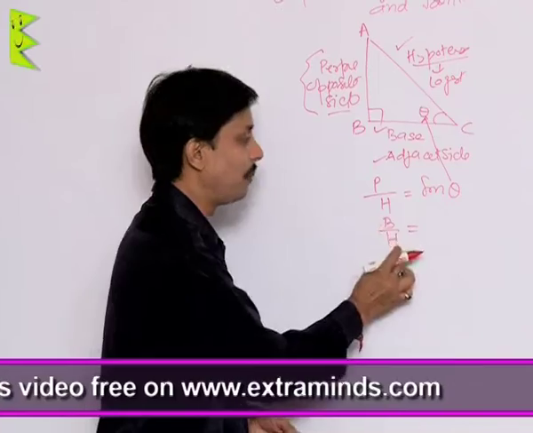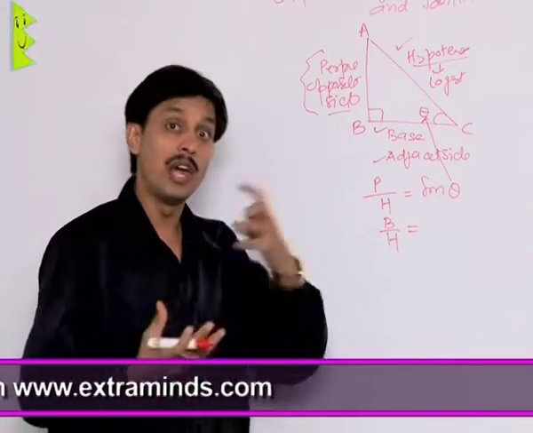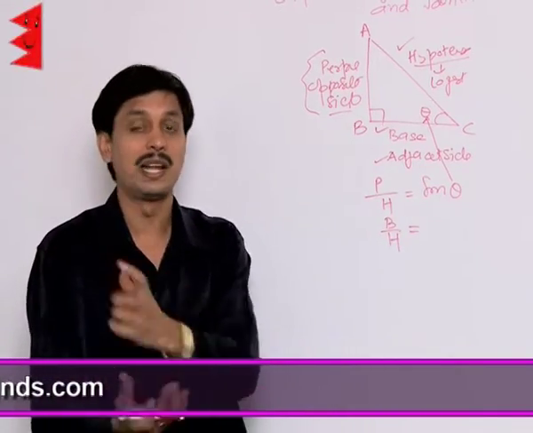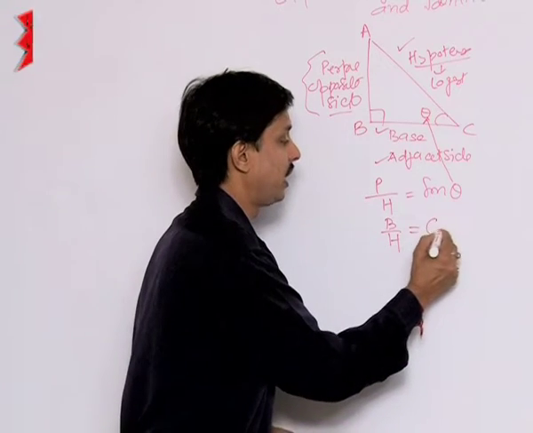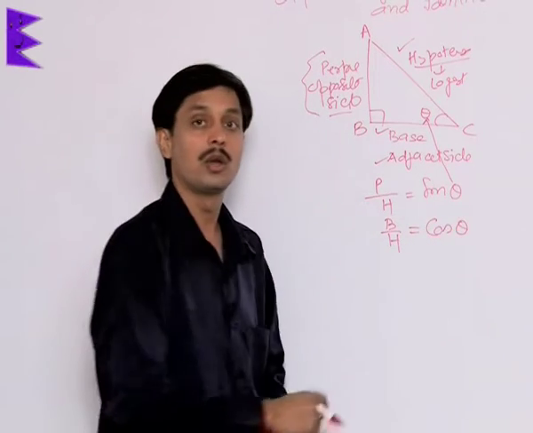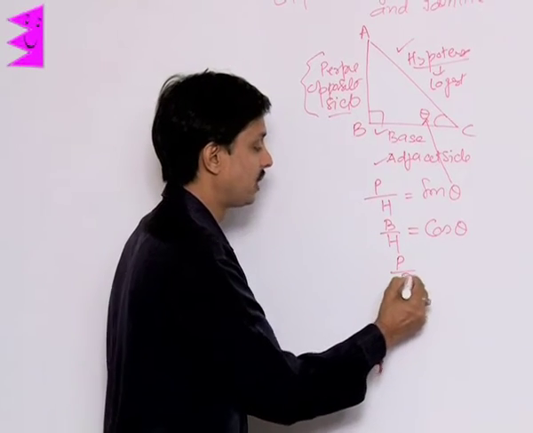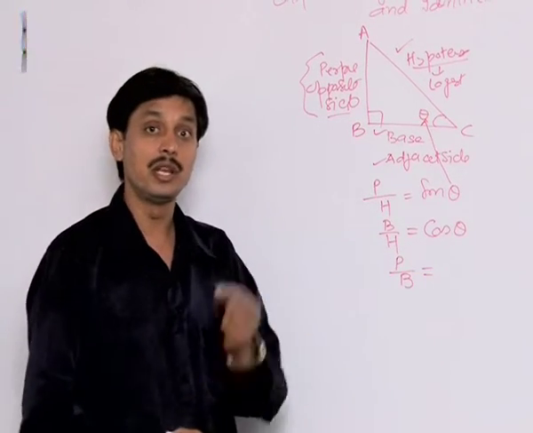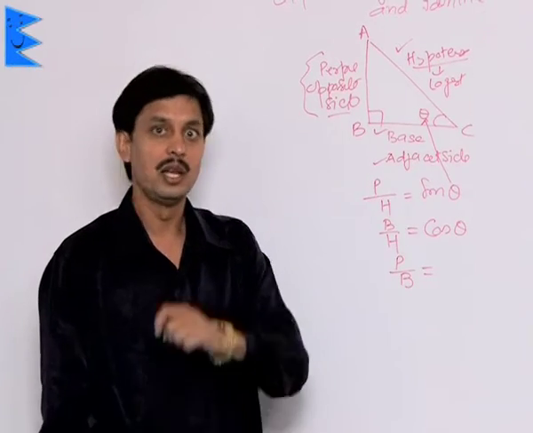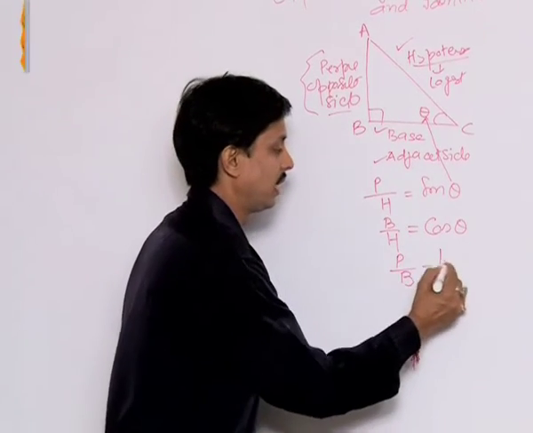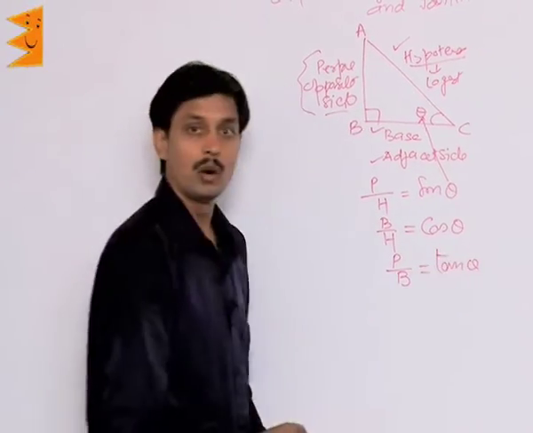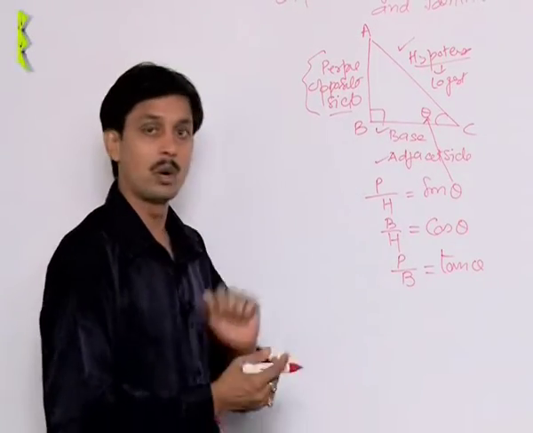This ratio of the base and hypotenuse, the value of this ratio in trigonometry is known as the second trigonometric ratio, cos theta. If I take the ratio of base and perpendicular, this ratio in trigonometry, its name is tan theta. Now, three ratios I have obtained.